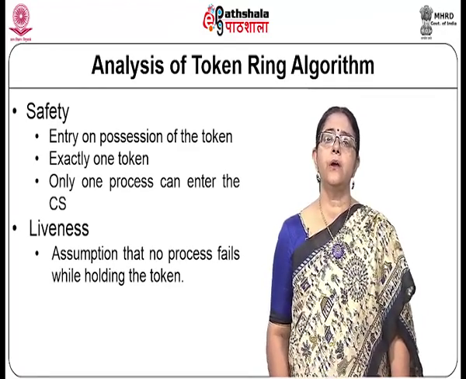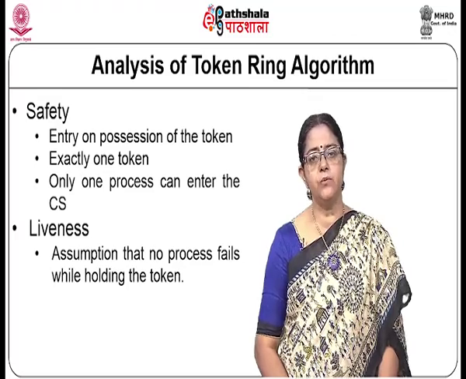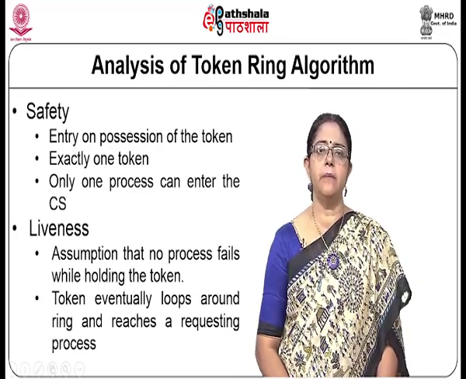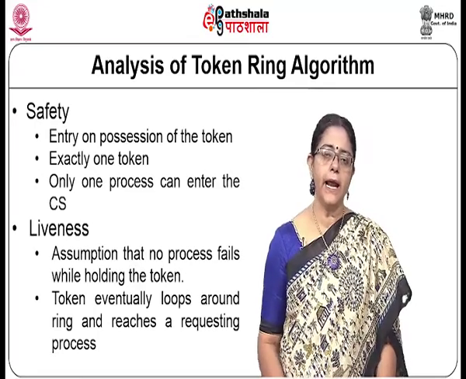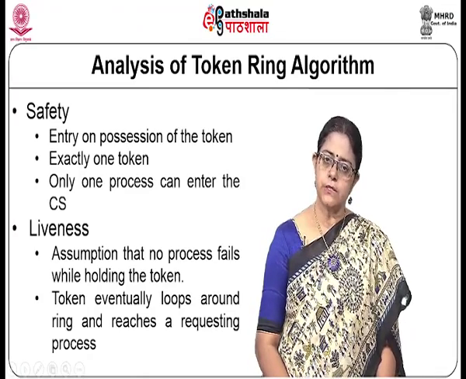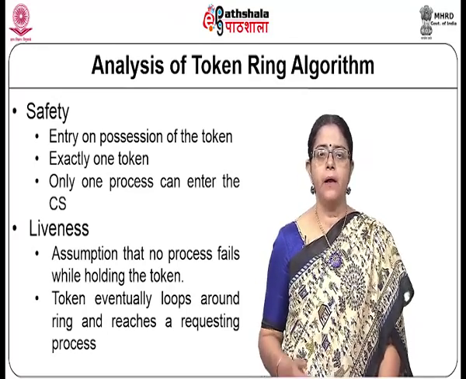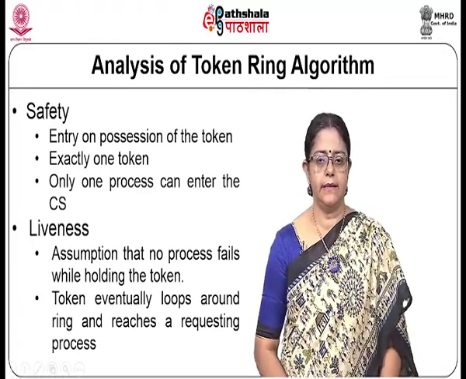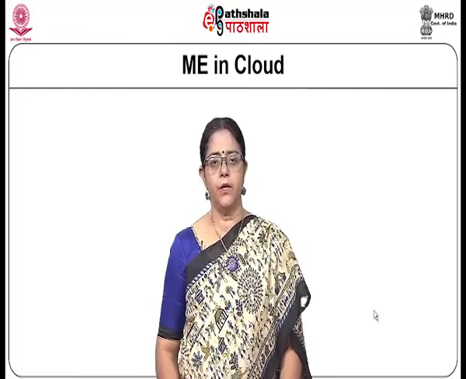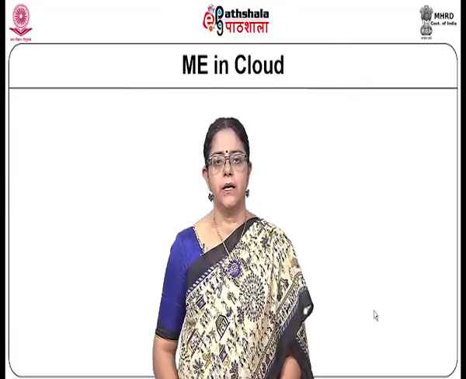In case of liveness, we have the assumption that no process fails with the token. Therefore, the token will always be alive in the system, and whenever a process is completing, it will send the token along the ring. So, a process that is waiting will, within a finite time, receive the token, and as soon as it receives the token, it can enter the critical section. The process is waiting for the token to come, and whenever the token comes, it will enter the critical section by executing a CS entry.